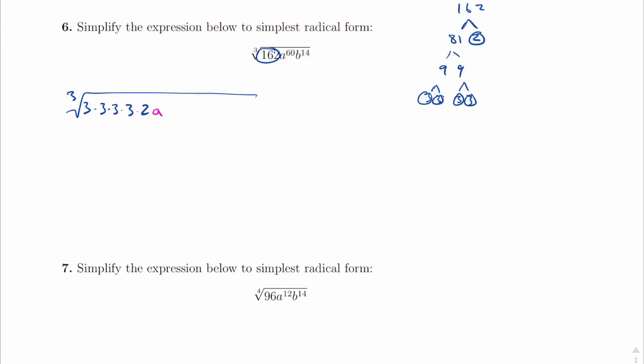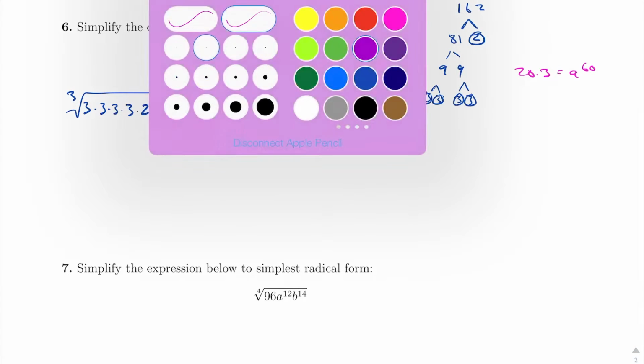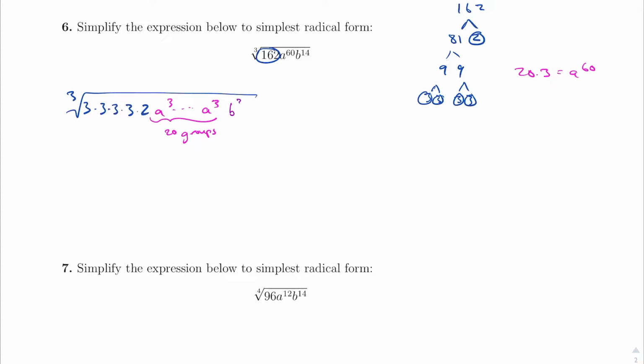Now these ones, a to the 60th, you could write it like that still, but if you think about how many full groups you can make, you're trying to make groups of 3. It looks like you can make 20 full groups, because 20 times 3 would give you a to the 60th. And then to make b to the 14th, you're going to have a bunch of b to the 3rds. Let's see how many. It doesn't perfectly divide it, but it looks like we can make 4 full groups, and that would give us 12, and then we'd have 1 extra b squared left over.